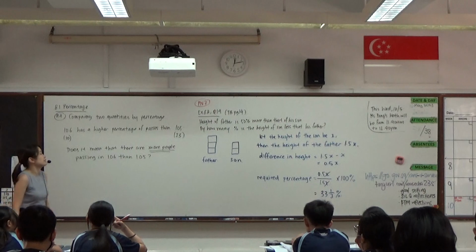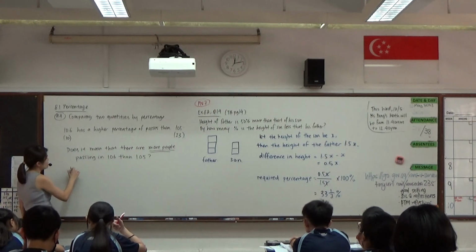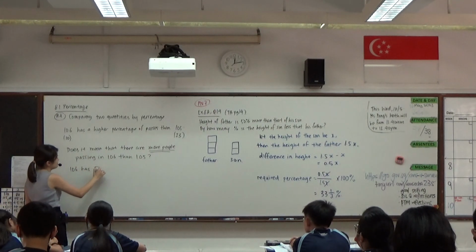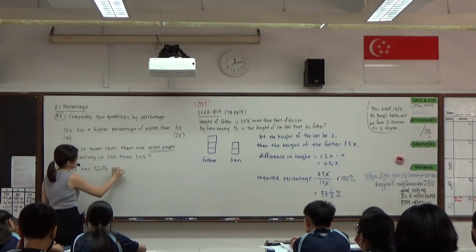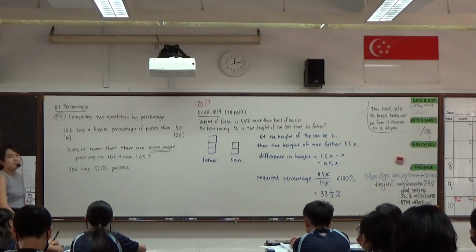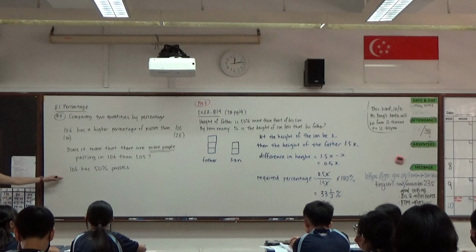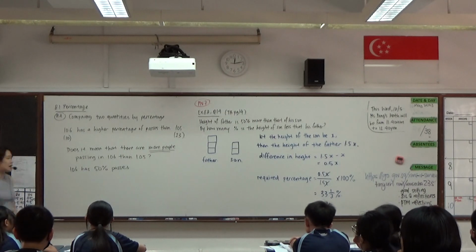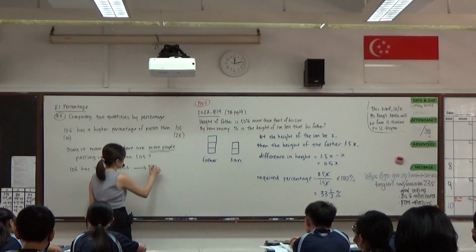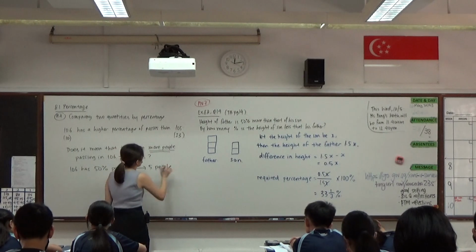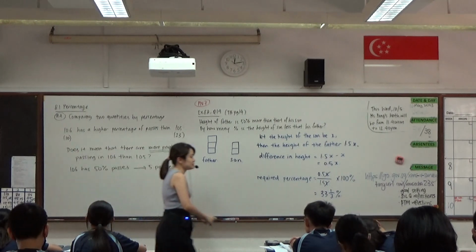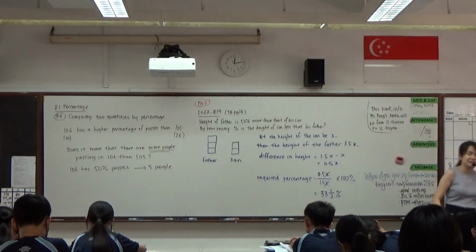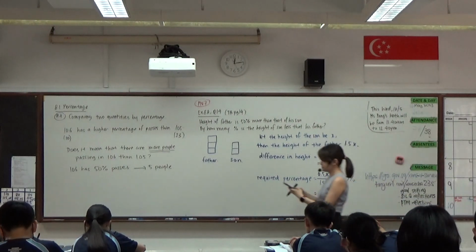Because why? Let's say, okay, 106 has 50% passes. Okay, how many people does that mean? 50% of that is 5, right? Okay, I didn't prepare this beforehand, so let me do a little bit of math first. Let me count back first.